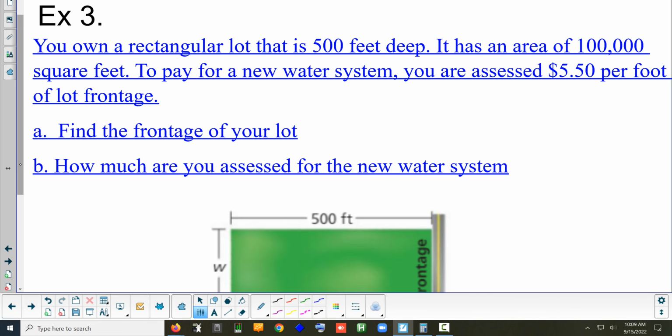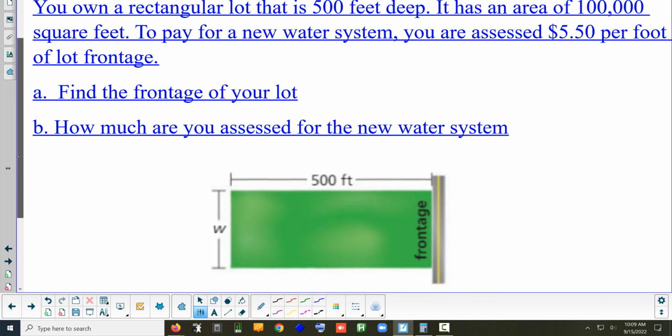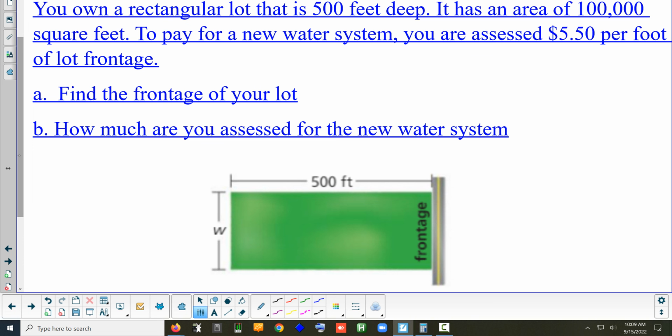So it says that you own a rectangular piece of property, like that your house is on. So you own that space. We know that the space that you own is 500 feet deep. This is the road. I don't know how well you can see it on your sheet, but that's the road in front of your house. It says that this space has an area of 100,000 square feet. That's the area of your property.